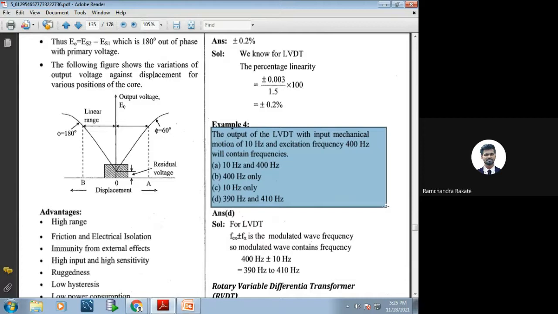Next, we have the output of LVDT with input mechanical motion of 10 hertz, and the excitation frequency is 400 hertz. What will the output frequency be? This is what they are asking for. For LVDT we have the modulated wave frequency. The modulated frequency is 400 they have given, and plus or minus 10 hertz they are asking for. So we look for the range: 390 to 410. Correct?